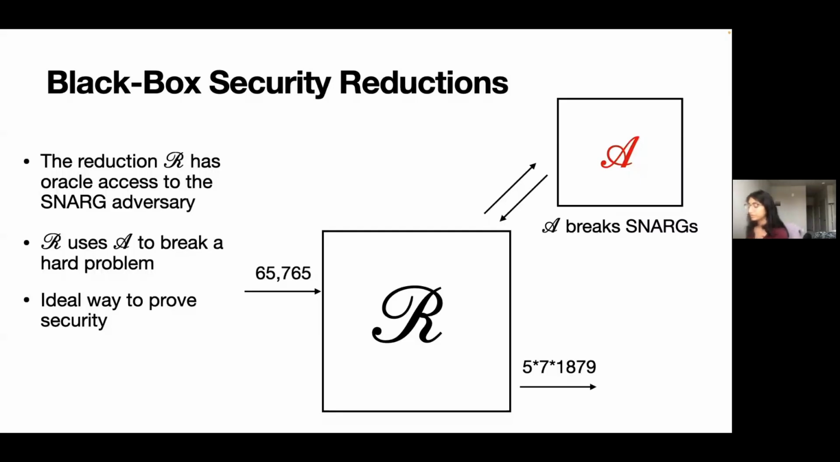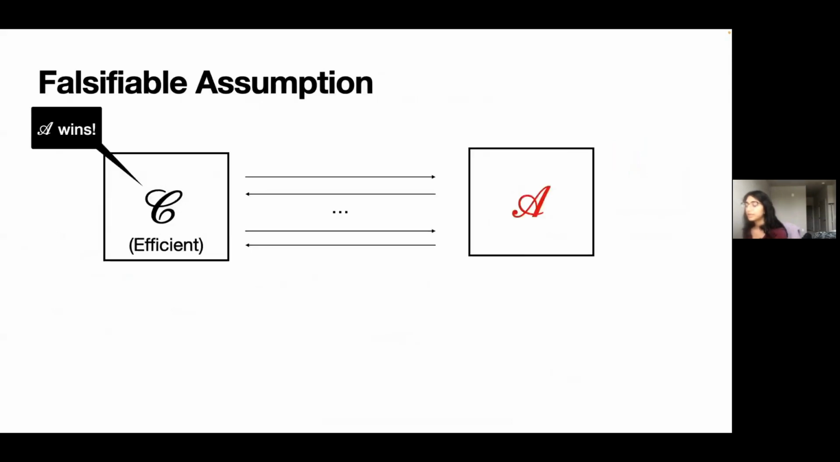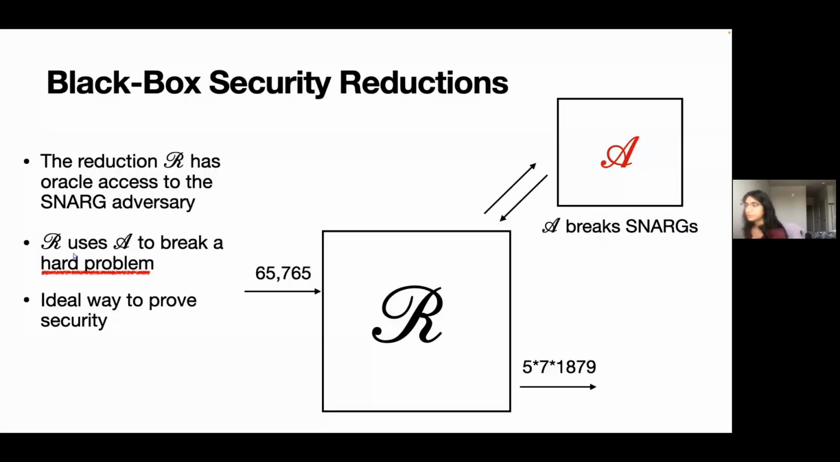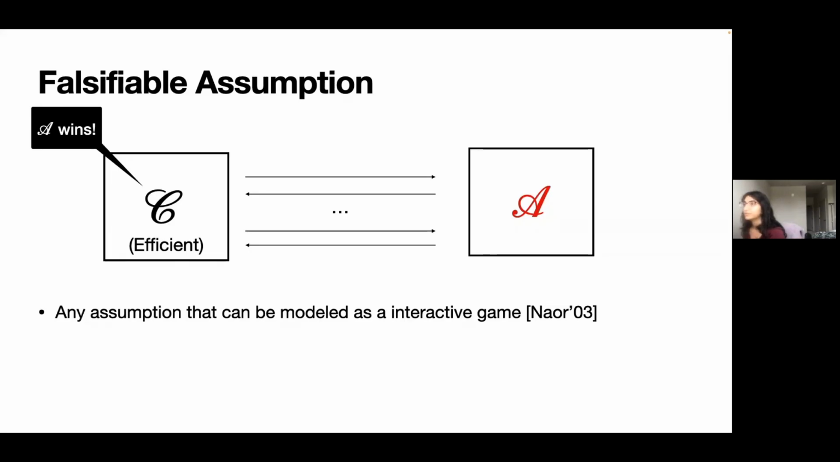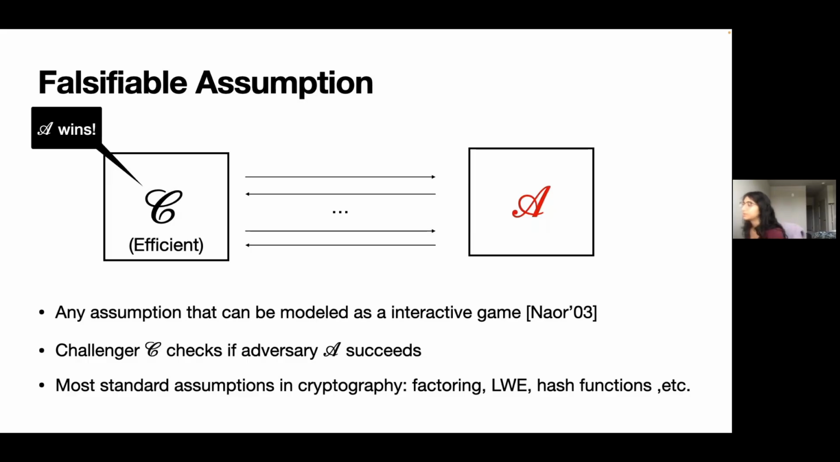So this is the ideal way that we like to prove security in cryptography. We'd like to use some particular hard problem, but in addition, we would like to use a falsifiable hard problem. In this setting, we have an efficient challenger and some adversary, and through some interaction between the adversary and the challenger, the challenger gets to decide whether the adversary wins this game. A falsifiable assumption is just any assumption that can be modeled as an interactive game. This was introduced by Naor in 2003. This covers most cryptographic assumptions that we use, in which the challenger can just check if the adversary has succeeded in a particular game or not. Things like LWE, hash functions, or breaking one-way functions are all standard assumptions in cryptography, and these are all falsifiable assumptions.